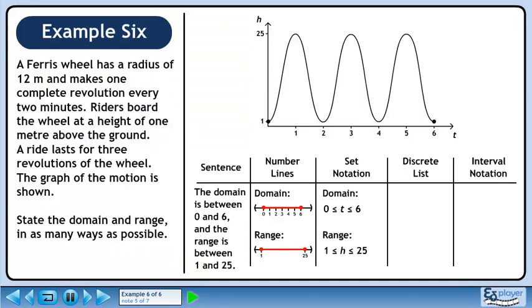For set notation, we write the domain as 0 less than or equal to t less than or equal to 6. Recall that this way of writing domain is often called in-between notation since we have a starting point and an ending point for the domain. The range is written as 1 less than or equal to h less than or equal to 25, also using in-between notation. It's important to use the correct variables when writing the domain and range. In this example, the domain is time and the range is height.